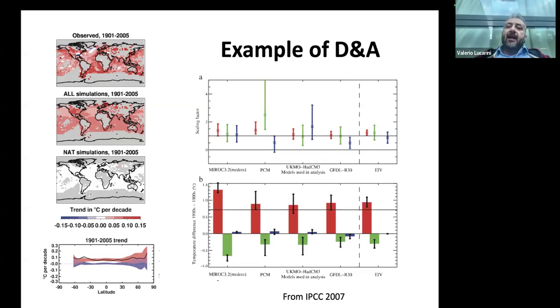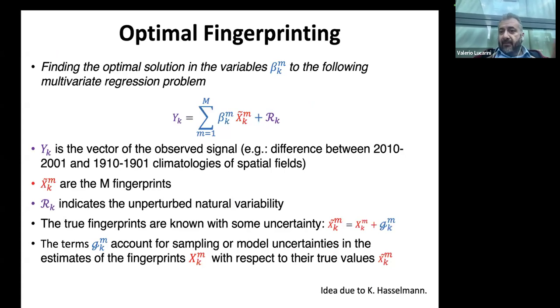Now let's try to make this a little more formal, and then we will try to understand why this is the case. The optimal fingerprinting, again an idea due to Klaus Hasselmann, amounts to this. Let's have a signal Y_k, which is a climate signal, which can be a spatial field of, say, decadal averages, decadal anomalies in the temperature. I want to find the optimal reconstruction, in terms of the betas, of this signal as a weighted sum of my X_m, which are my fingerprints, the response of my system to perturbations, plus a natural variability.